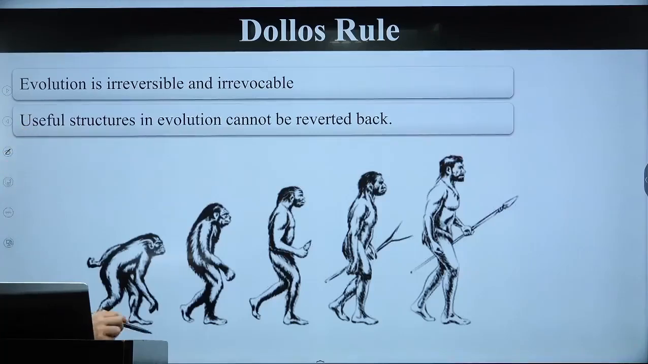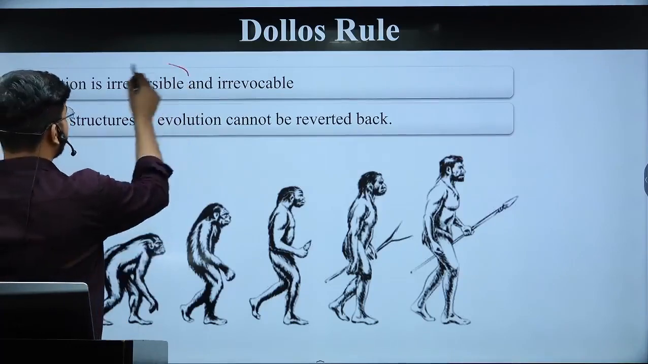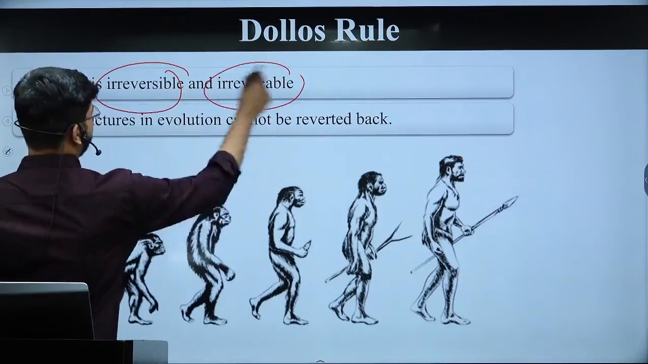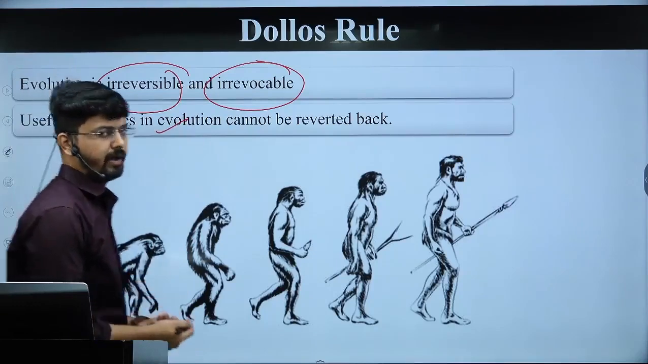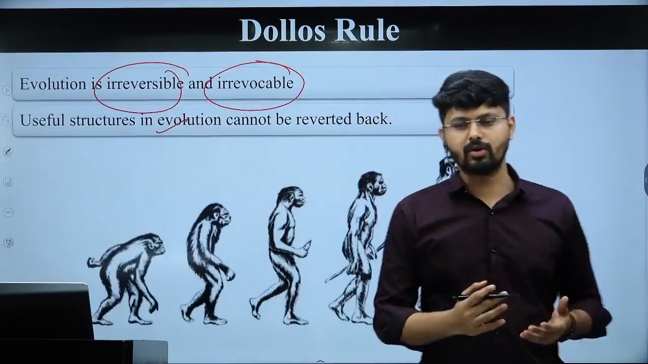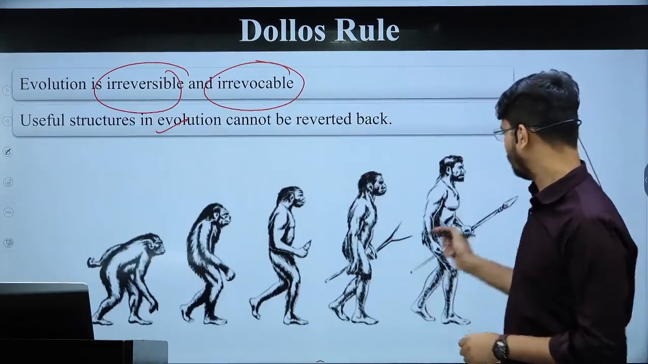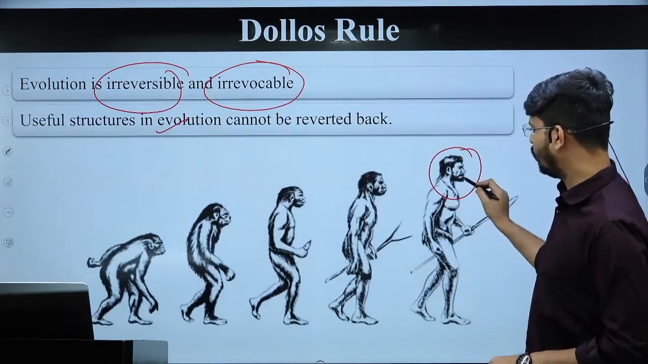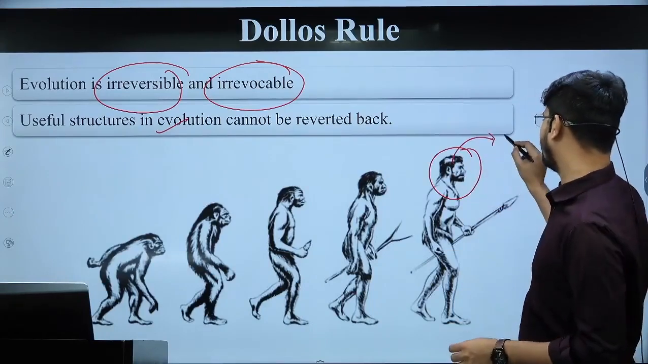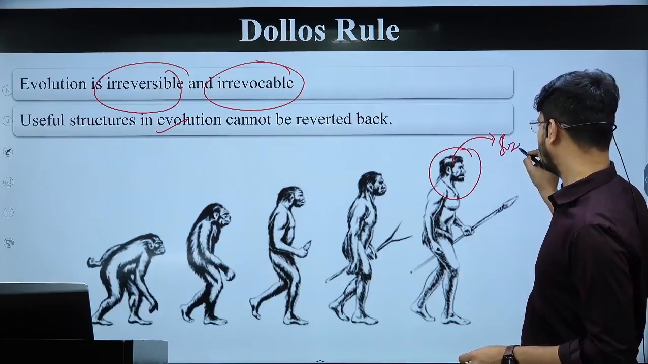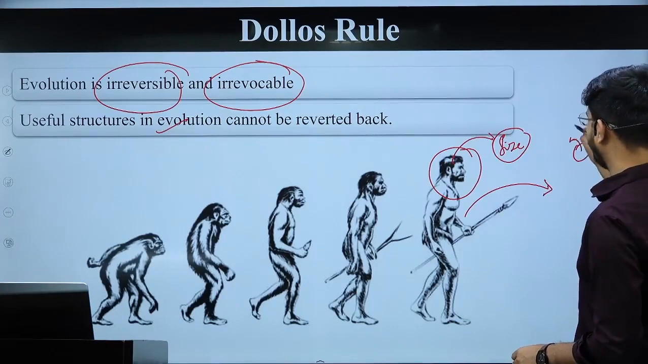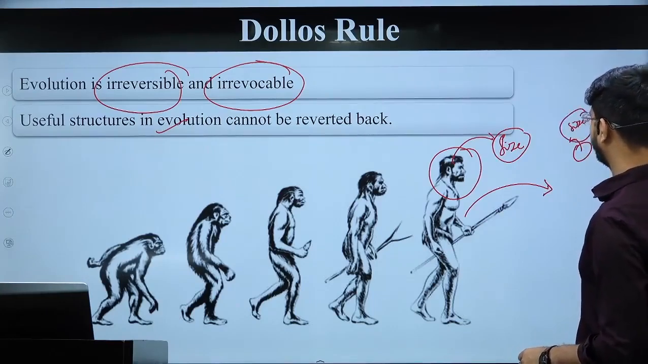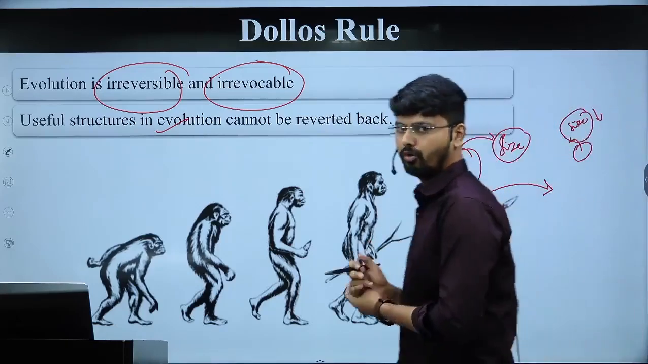Next, Dollo's rule. Dollo's rule says that evolution is irreversible and irrevocable. Useful structures in evolution cannot be reverted back. So what is he saying? Man has got his brain, and the brain size has increased, so in future generations this size of the brain cannot be reduced, according to Dollo's rule.